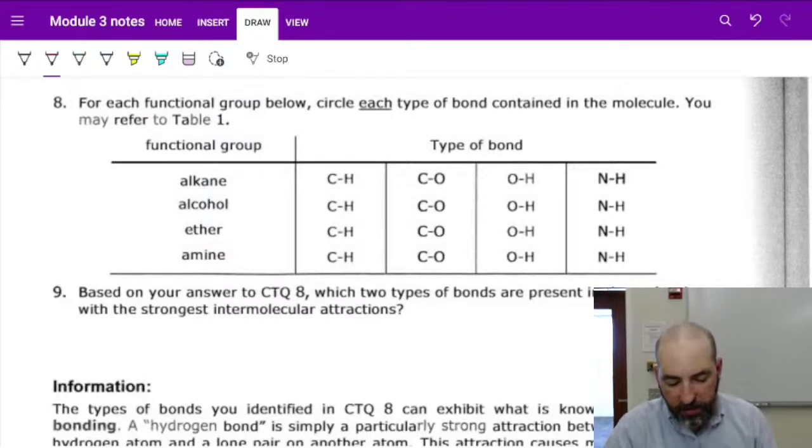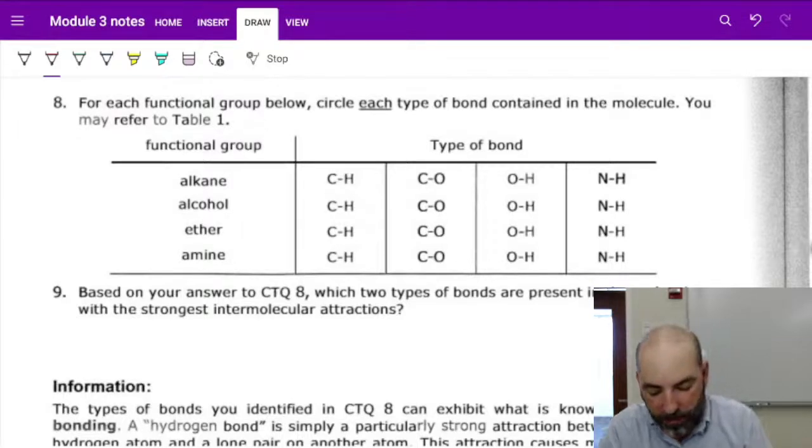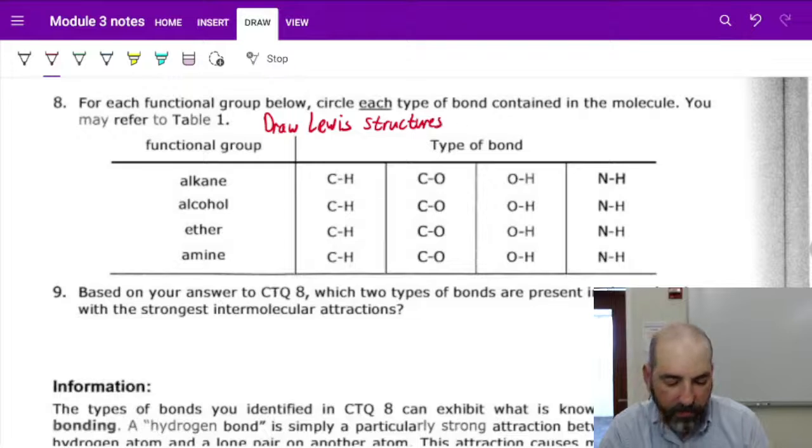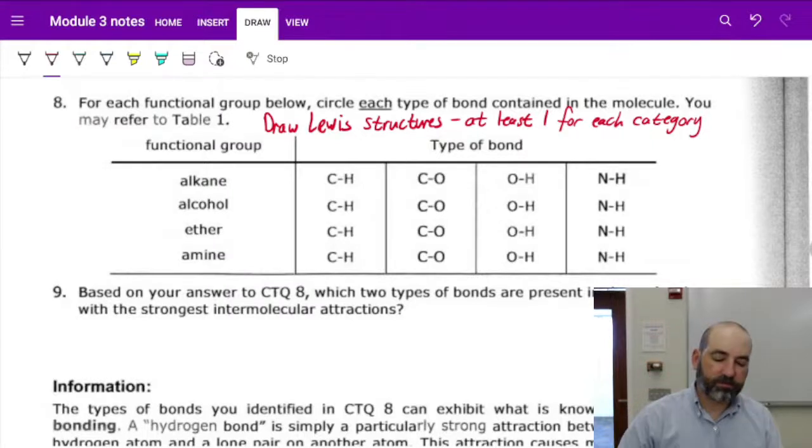So for number 8 and number 9, it's asking you to take an inventory of the types of bonds in the compound. Now, in order to do that, you have to draw the Lewis structures, or at least draw a few of them. I would say at least one for each category, so that you can actually see what types of bonds are in there.